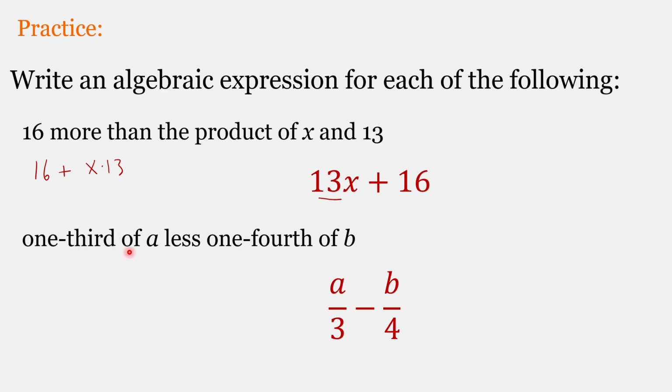Next we have 1/3 of A less 1/4 of B. Again, when we see less and not less than, view this as minus. So we have 1/3 of A minus 1/4 of B.